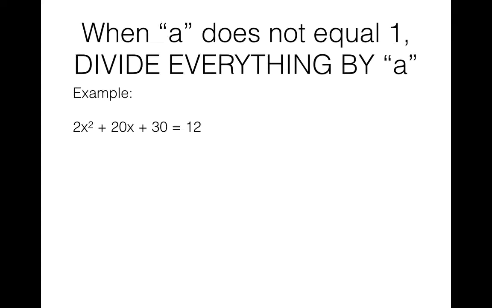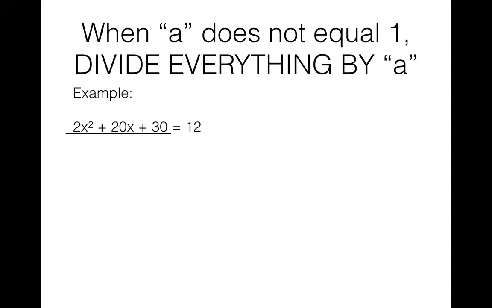What does this mean? This means that there's some x, or maybe more than one x, in which when we plug that number in for x, 2x squared plus 20x plus 30 will get you an answer of 12. And we're looking for what that value of x is. That's what solving this equation means.